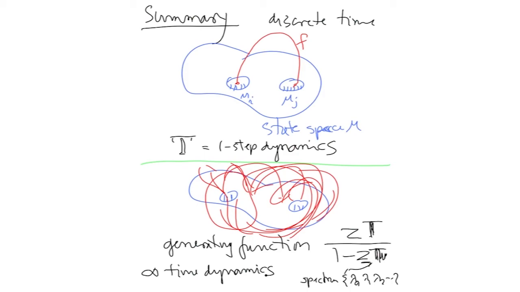So this is how one thinks of going from, in discrete time, from one step to infinitely many steps. And the main trick is just to resum all possible paths using generating functions. What we'll do in the next module is we will do the same for continuous time.